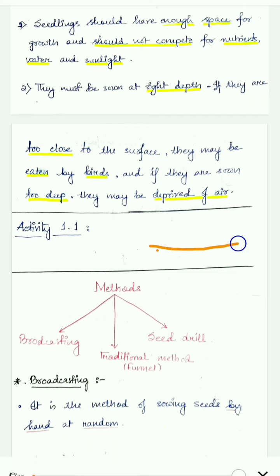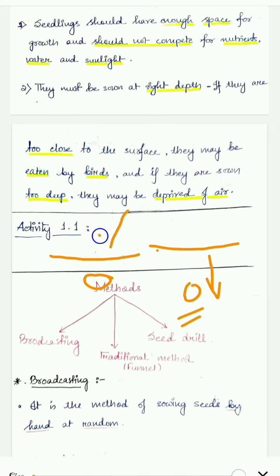Suppose this is the land and you have sown the seed somewhere very deep inside. The seed will not get enough air, so the seed will get spoiled. That's why the seeds must always be sown at a particular and perfect depth, so that the seeds will not be eaten by the birds, and they will get enough air to grow. Understood? Okay.